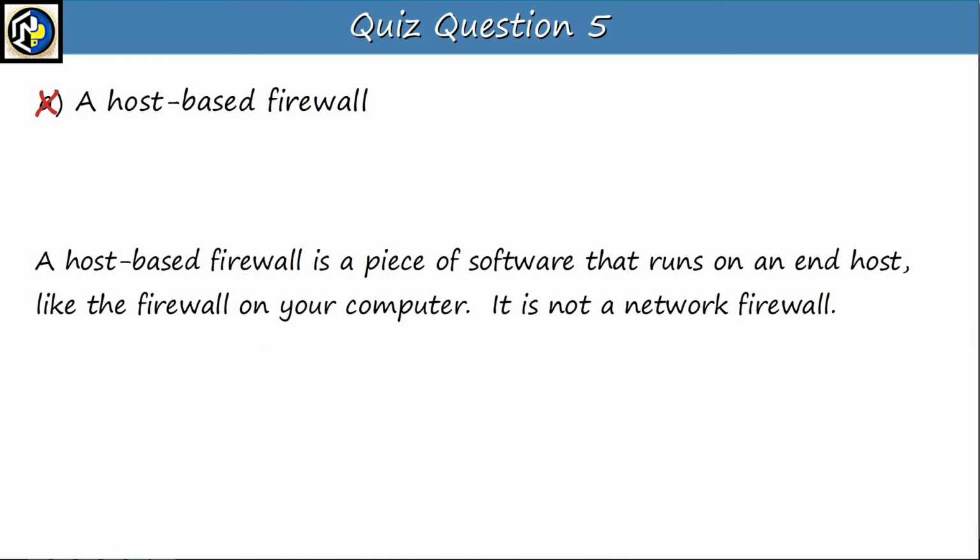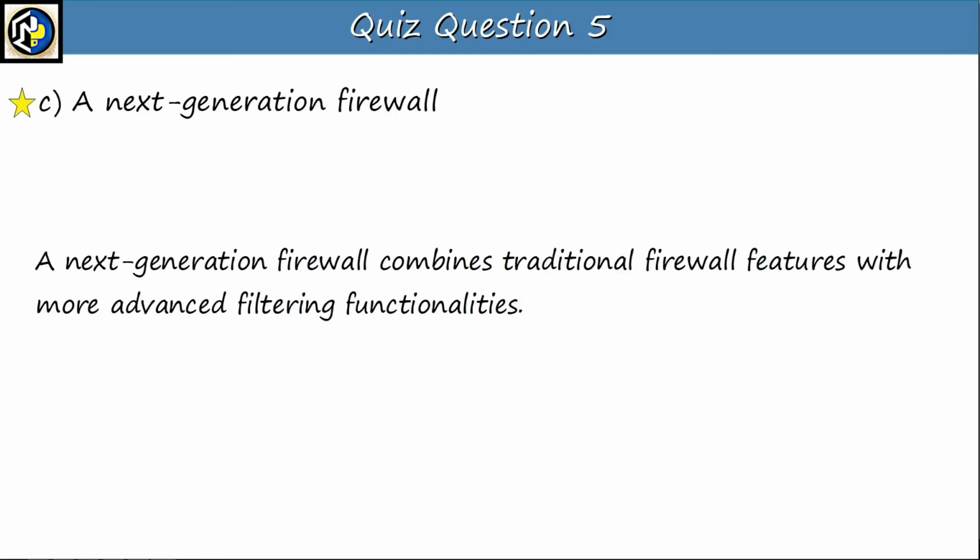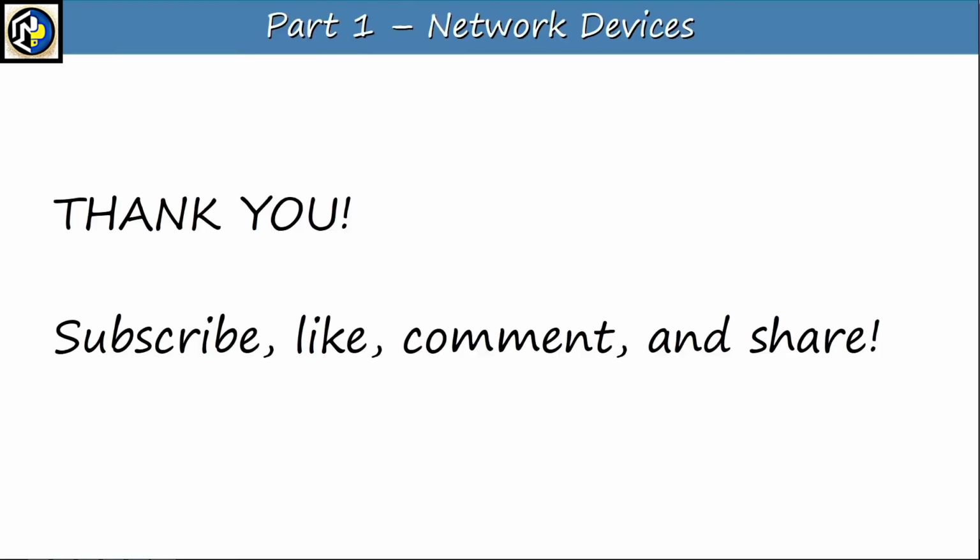Let's check each answer. A host-based firewall is a piece of software that runs on an end host, like the firewall on your computer. It is not a network firewall, so A, a host-based firewall, is incorrect. Next level and top layer are not actual types of firewalls, so B and D are incorrect. A next-generation firewall combines traditional firewall features with more advanced filtering functionalities. So C, a next-generation firewall, is correct.